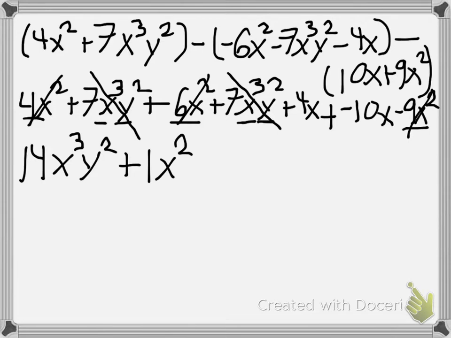And what do I have left? I have 4x and negative 10x. Those are also like terms, aren't they? So I can combine those. So 4x minus 10x is minus 6x.